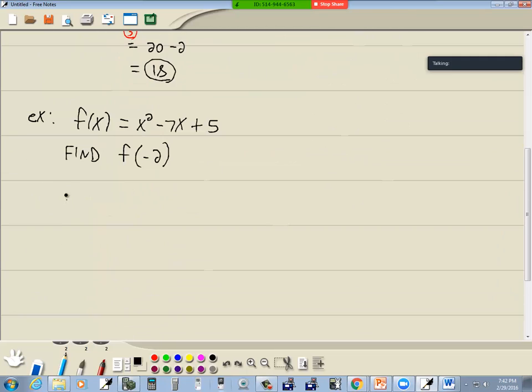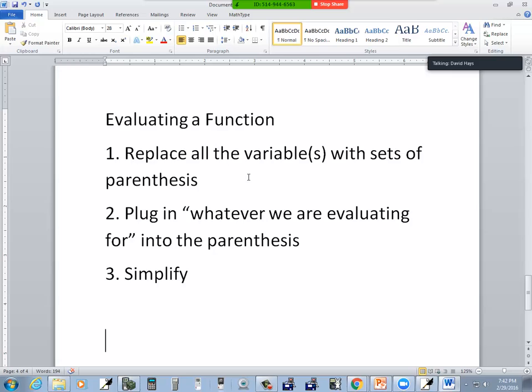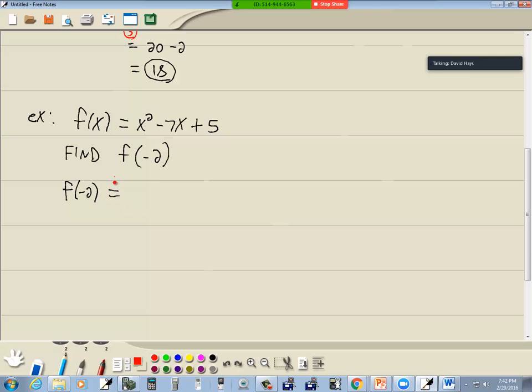So let's find this. Step 1. Replace all the variables with sets of parentheses. So we'll go to our original function, the x squared minus 7x plus 5, and everywhere I have an x, I'll replace it with a set of parentheses. Now notice everything else remained exactly the same. Second power, the minus 7, the plus 5. All I did is replace the x's with parentheses.